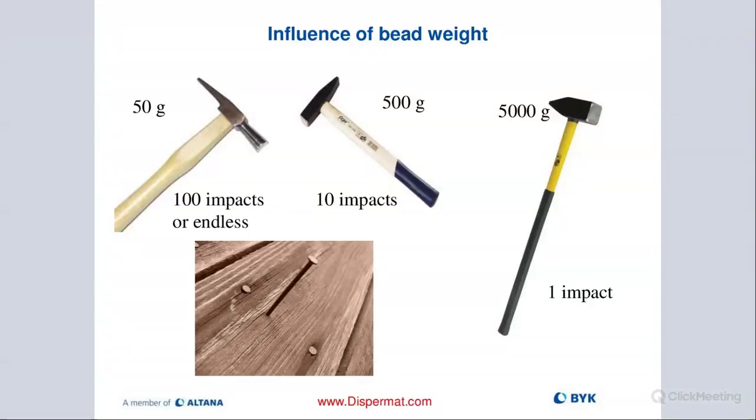So if I increase the size of my hammer, I reduce the number of blows it takes to drive the nail into the board. Obviously, with a very big hammer, I only need maybe one impact. That's the same idea. When we are milling, we want to use the right bead size relative to the existing particle size, and always use the heavier beads to make sure we put in the right amount of energy, helping us to break up these binding forces.